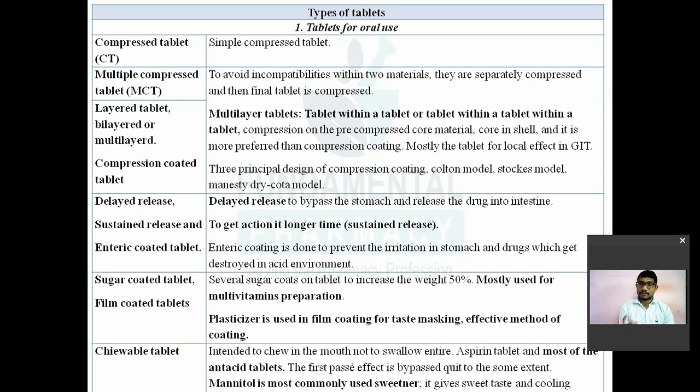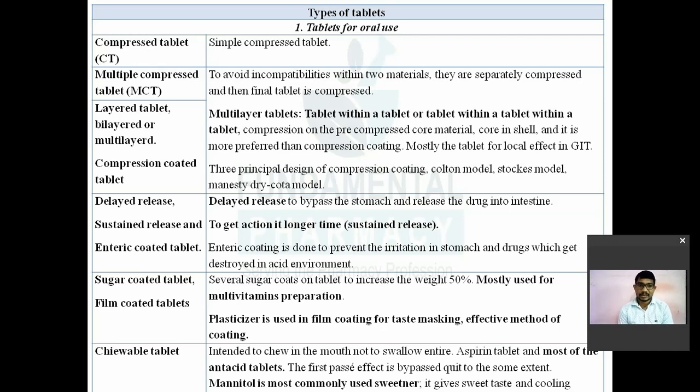Suppose you want to formulate one formulation which consists of paracetamol, then salicylic acid, and then chlorzoxazone. Okay, meaning analgesic, antibiotic, then muscle relaxant. So if you want to formulate these three, and if these 3 drugs are incompatible, then what you can do is make a compression of paracetamol tablet. एक छोटी सी paracetamol की tablet बनाओ, उसके बाद में एक अलग से salicylic acid का tablet बनाओ, chlorzoxazone का tablet बनाओ, और तीनों का tablet बाद में एक बनाओ. ठीक है, so that is nothing but the multiple compressed tablet. They are mostly tablets for local effect in the GIT.